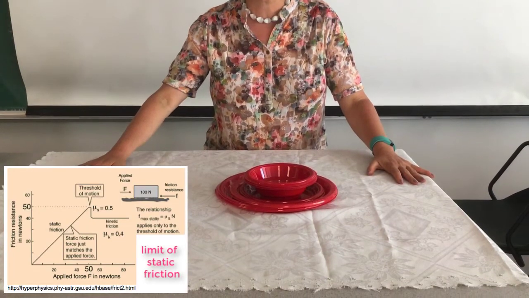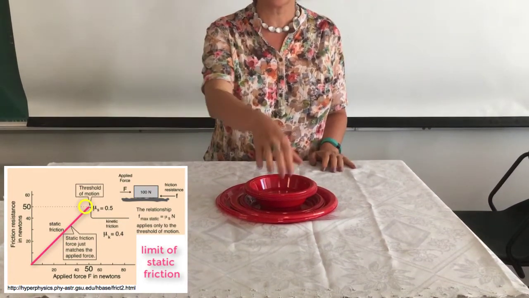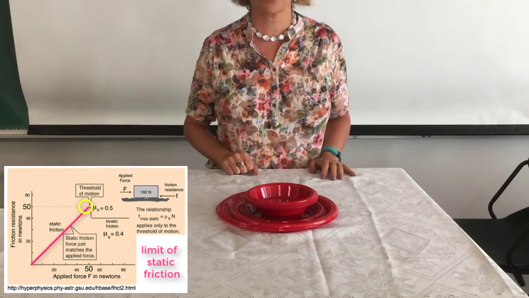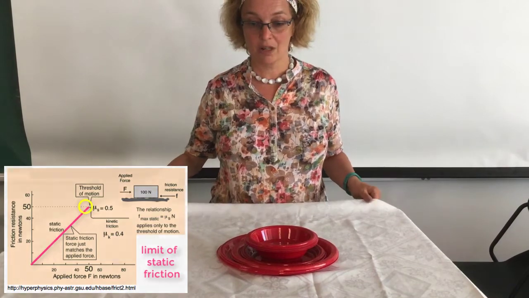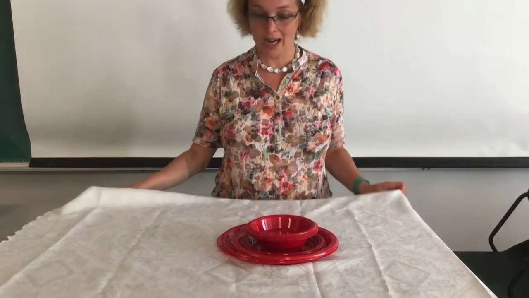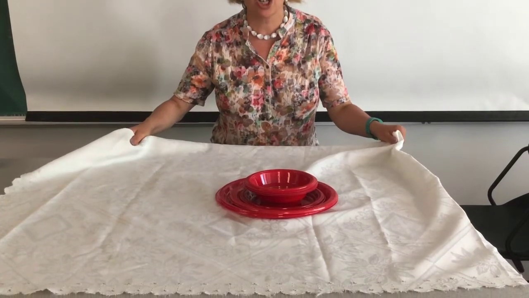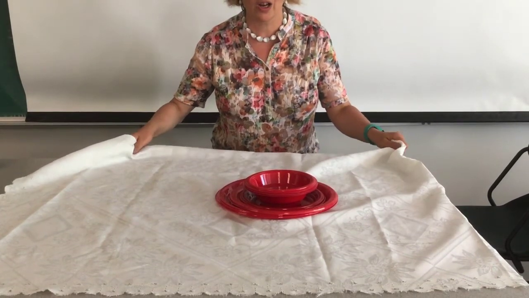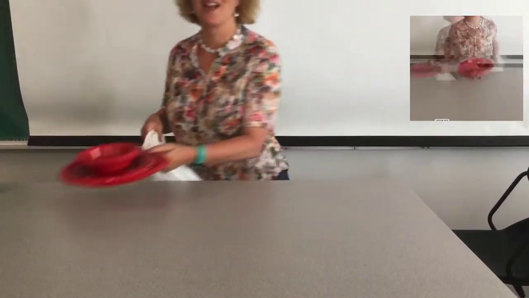As soon as you pull too hard, static friction is not enough to keep the plates on top of the tablecloth. Let's see what might happen if I try to pull it fast. Let's do 3, 2, 1, go. Oops. You can see why I used the plastic.